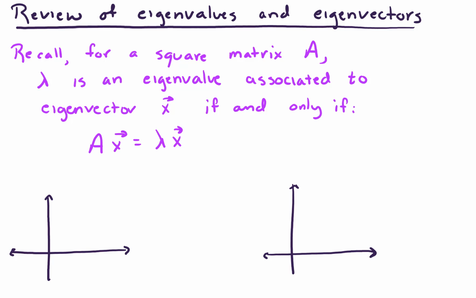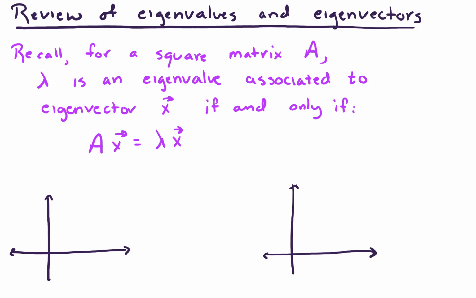Hello, in this video I'd like to review eigenvalues and eigenvectors. So let's recall that for a square matrix A, lambda is an eigenvalue associated to eigenvector x if and only if A times x equals lambda times x.